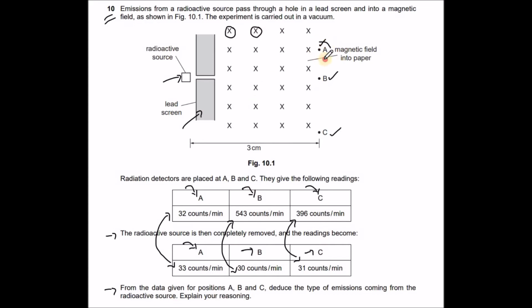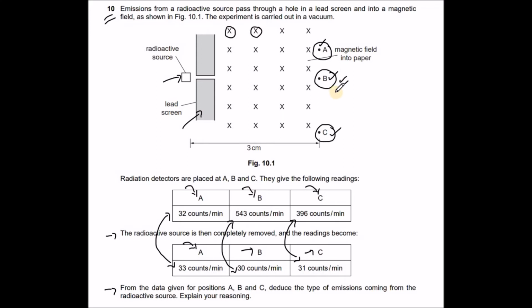Go back. These were the positions A, B and C. Now you need to use their observed counts per minute to write what type of radiation is detected at each point, with justification. So let's start with position B first.